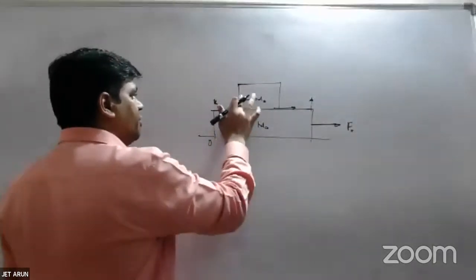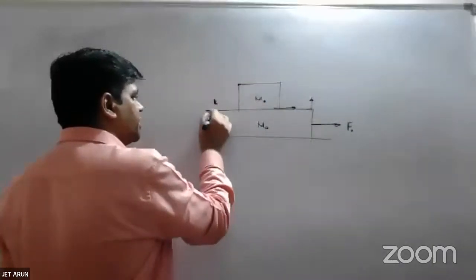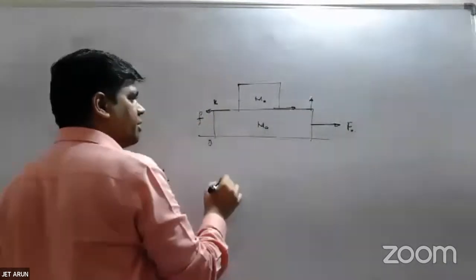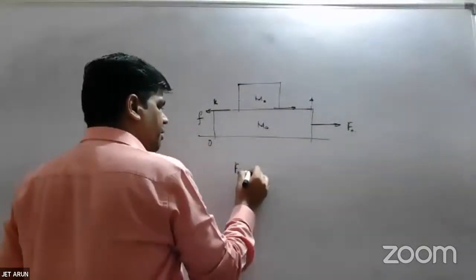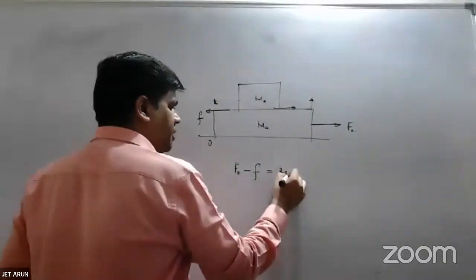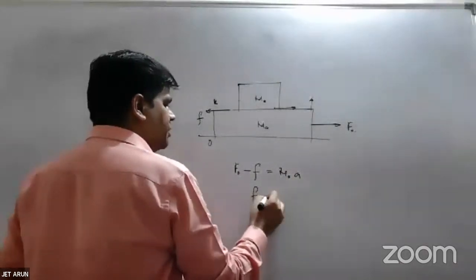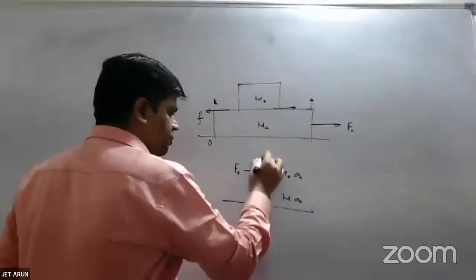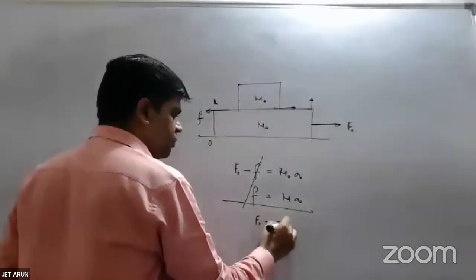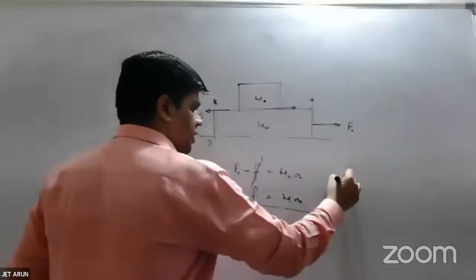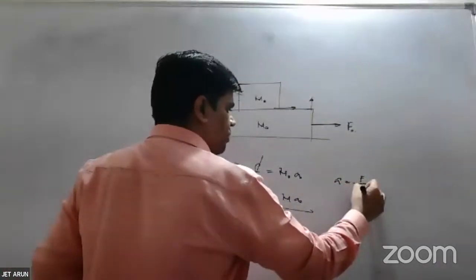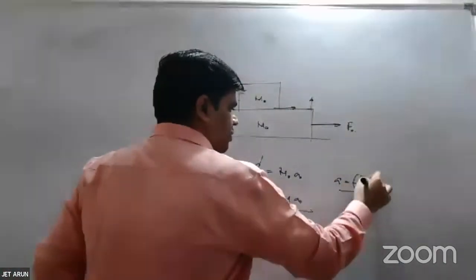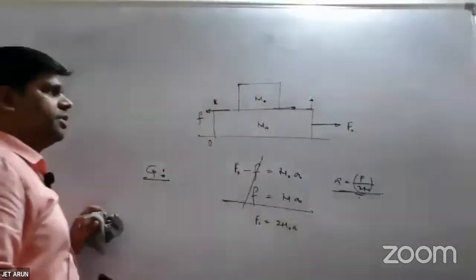So the reaction of that, I told you: whenever you think of a force, think of its reaction force. So the reaction is on the lower block. So F naught minus F is equal to m naught times A, and F is equal to m naught times A if they are moving together. I add these two. So F naught is equal to 2m naught into A. So A is equal to F by 2m. Their common acceleration is F by 2m.